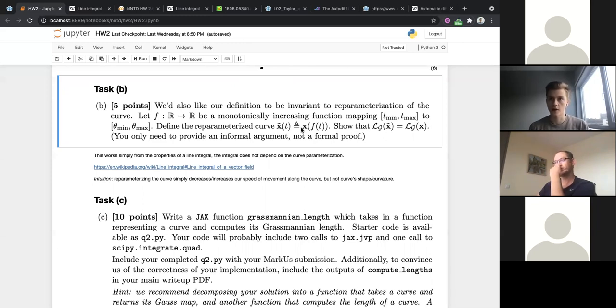Because the only thing it's mapping is these t's to thetas, and t max should have the same position as theta max, and t min and theta min. I think the length has to be the same because it's a monotonically increasing function, or maybe I'm simplifying too much.